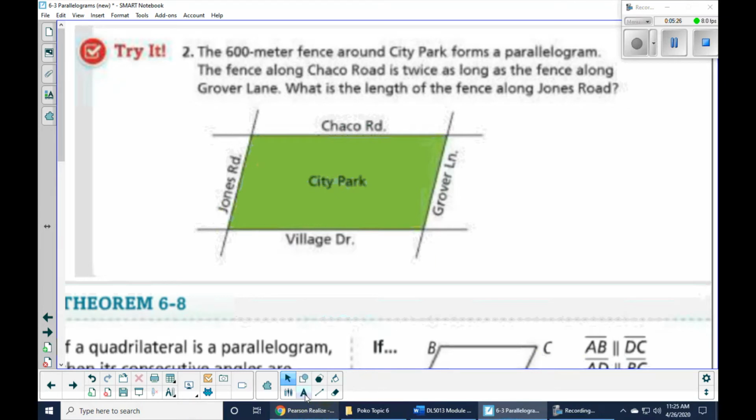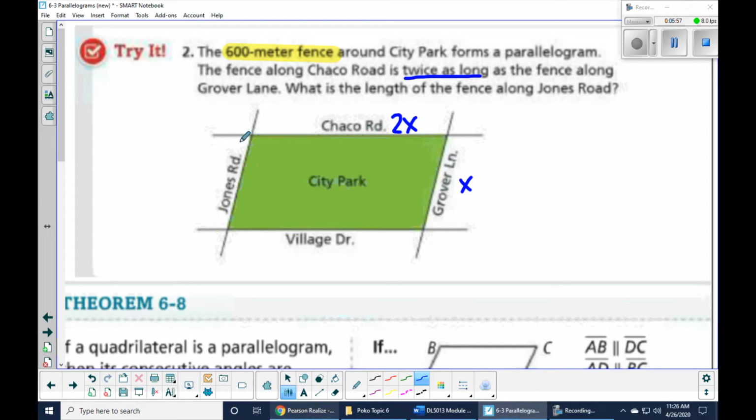Okay, so here's a couple of key pieces of information. The first thing is there's 600 meters for the entire fence, okay? The whole thing, all the way around, is 600. Well, it says also that this fence right here on Chaco Road is twice as long as this part. So do we know how long Grover Lane is? No. So we're going to call that side X. And if this side's twice as long, we're going to call that 2X.